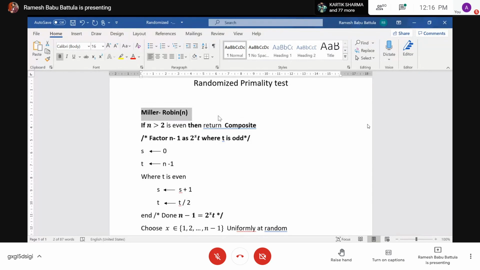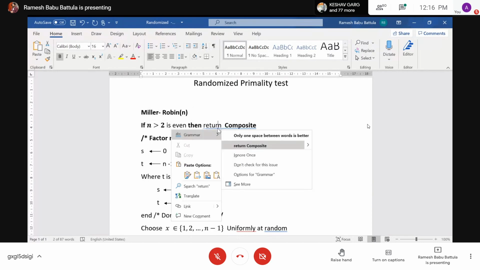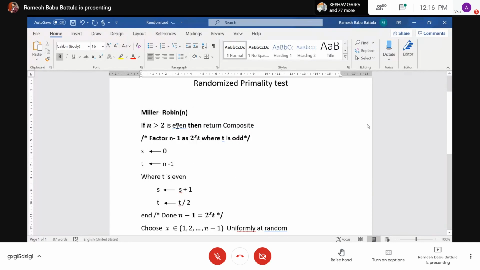And how this primality test is going to be conducted through this algorithm, you may observe here. Suppose you choose any number, that is going to be n.